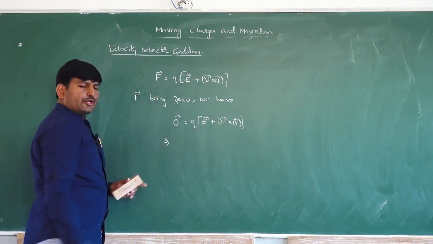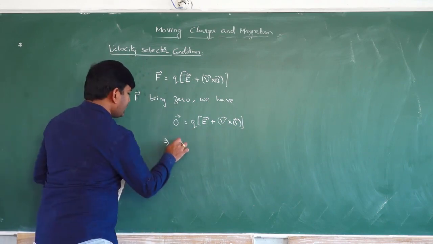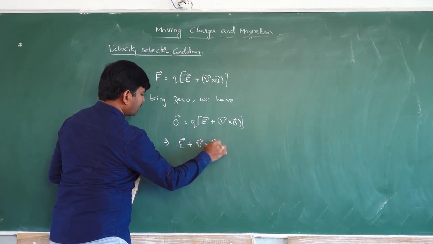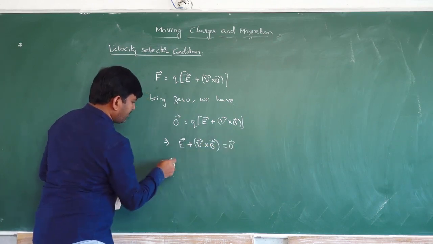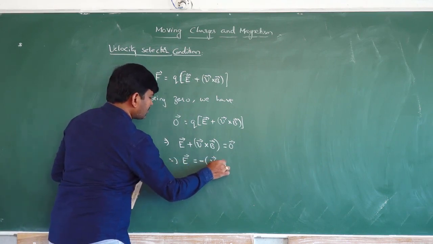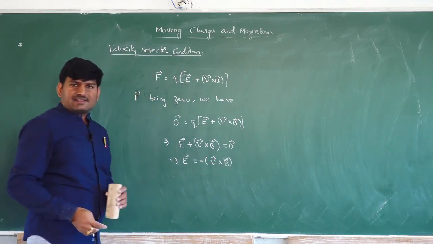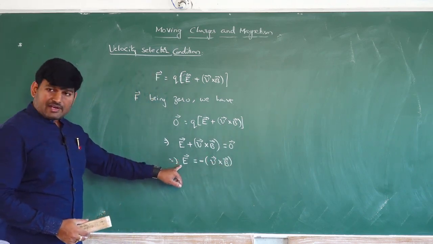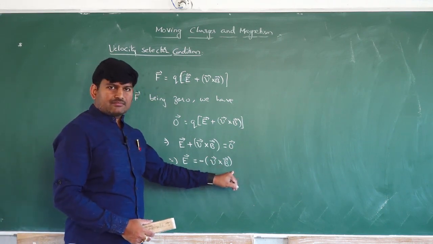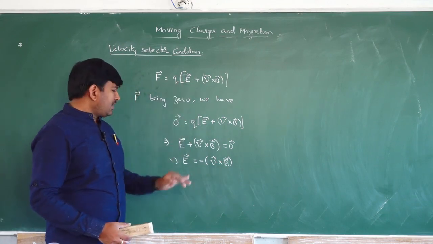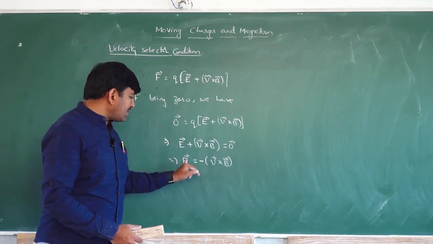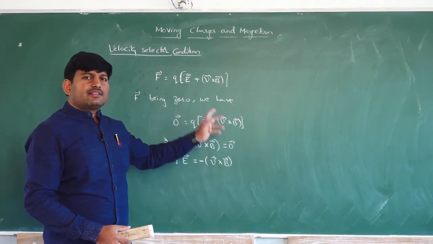This implies that Q cannot be 0, therefore, E bar plus V bar cross B bar is equal to 0. This implies E bar is equal to minus of V bar cross B bar. What it says? If the direction of electric field is opposite to V bar cross B bar, and the strength of electric field is equal to the strength of V bar cross B bar, then net force will be 0.